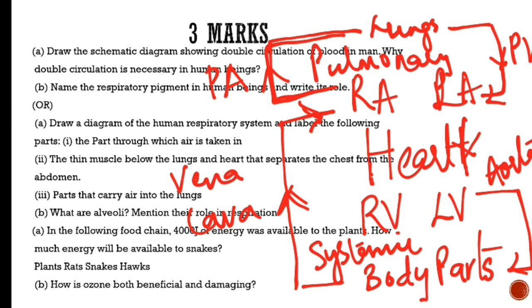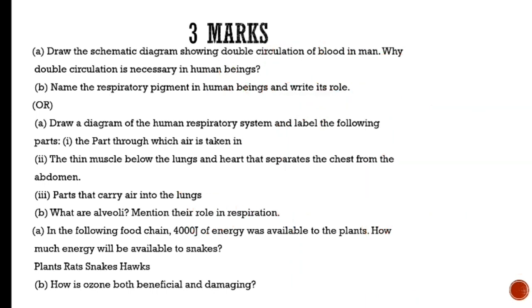Alright. Now moving forward to the next question, why double circulation is necessary in human beings? Double circulation is very important in human beings because it helps in the separation of oxygenated and deoxygenated blood so that more oxygenated blood can be used by the body. Okay, moving on to the next question.